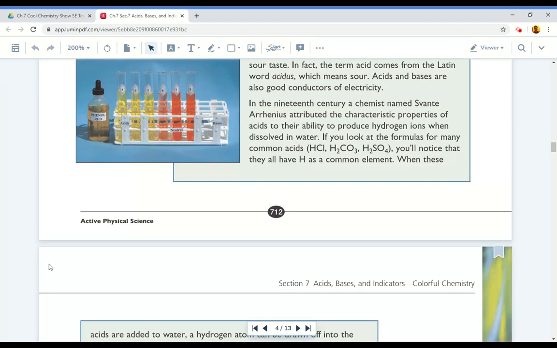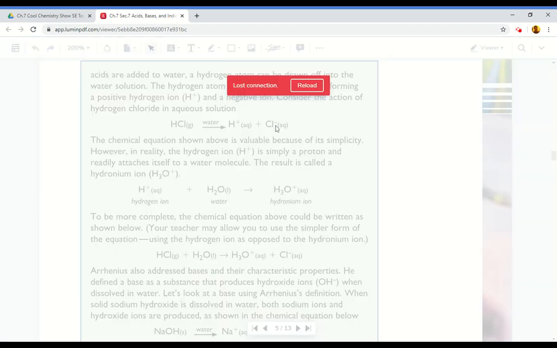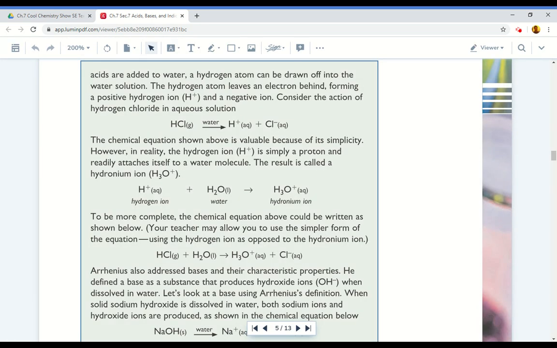When these acids are added to water, a hydrogen atom can be drawn off into the water solution. The hydrogen atom leaves an electron behind, forming a positive hydrogen ion and a negative ion. Consider the action of hydrogen chloride in the aqueous solution. Here's your hydrogen chloride. Here's your water. You get a positive hydrogen ion, and you get a negative chlorine ion.